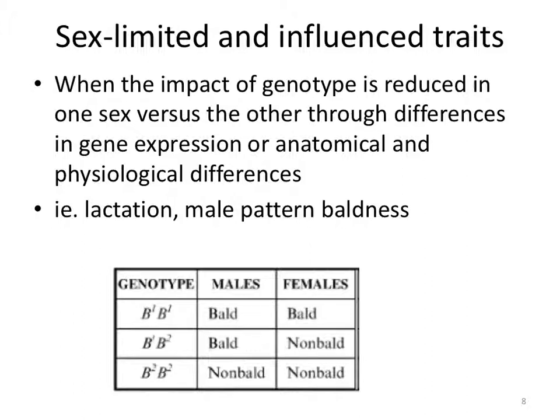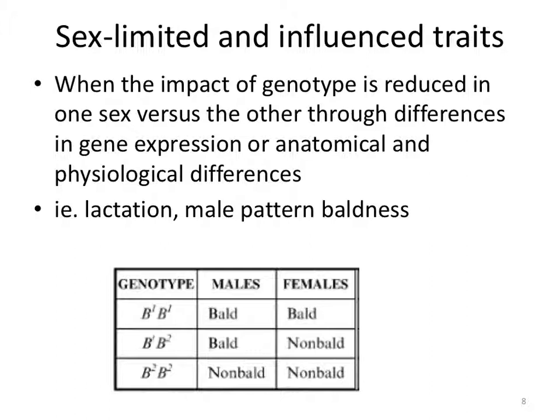The sex of an organism can significantly affect its phenotype in a variety of ways. When the impact of a particular genotype is reduced in one sex versus the other through differences in gene expression or anatomical and physiological differences, that's referred to as having a trait that is either sex-limited or sex-influenced. Examples would be lactation and also male pattern baldness. Lactation, or the ability to produce milk, is due to genes that are found in both male and female mammals.